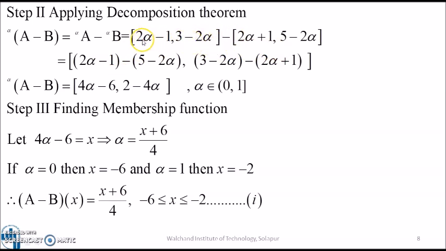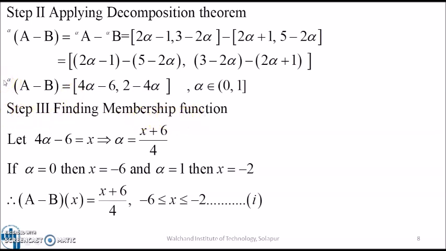The subtraction is performed from the initial point 2 alpha minus 1, we have to subtract the end point 5 minus 2 alpha, comma, and from the end point 3 minus 2 alpha, we have to subtract the initial point of the next interval, that is 2 alpha plus 1. Now subtracting, 2 alpha minus 1 minus 5 plus 2 alpha is 4 alpha minus 6, comma, 3 minus 1 is 2, and minus 2 alpha minus 2 alpha will be minus 4 alpha, comma, alpha belongs to open 0 comma closed 1.